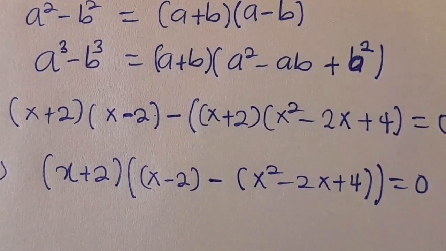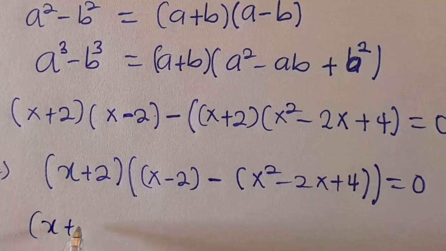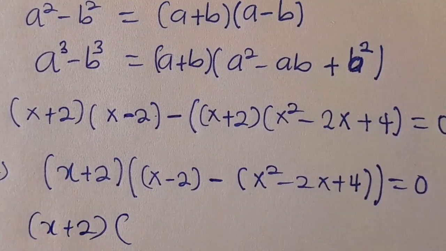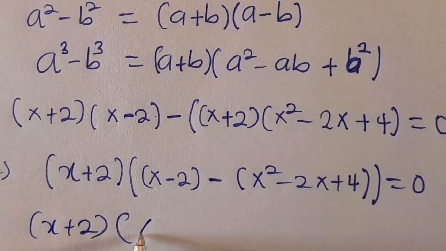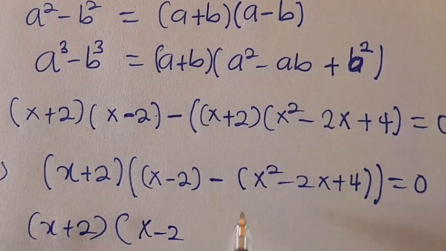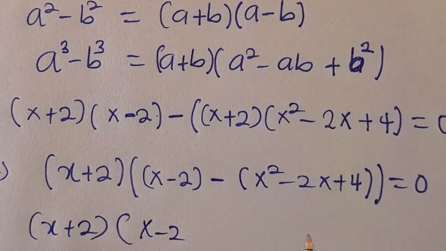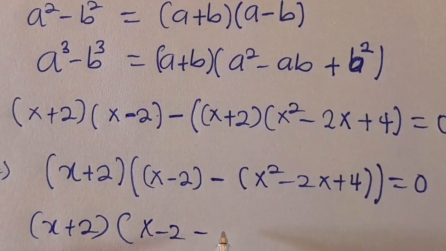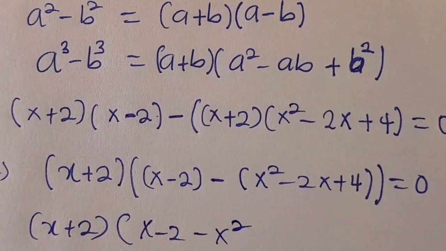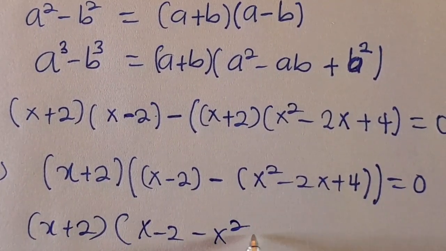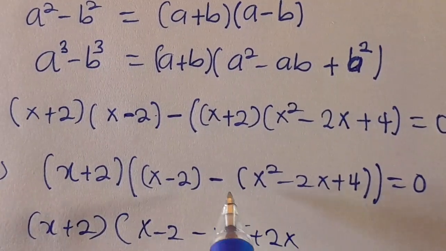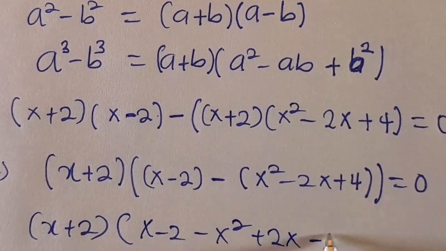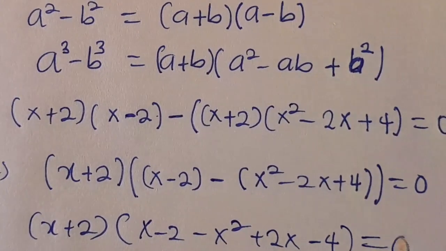So now guys, from here we have x plus 2. Then from here we have x minus 2. By opening the bracket with this minus, we are going to have this one to be minus x squared. Then from here we have here to be plus 2x. Then we have this one to be minus 4. Then we have everything to be equal to 0.